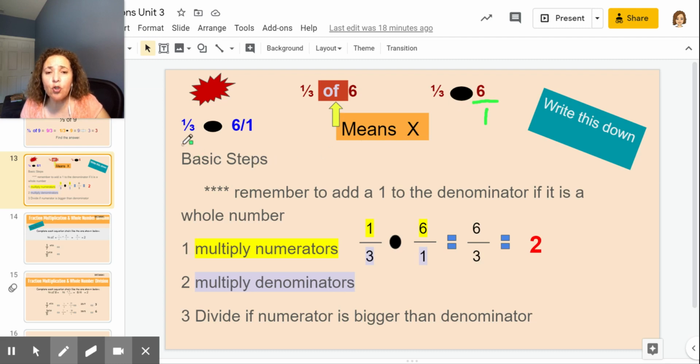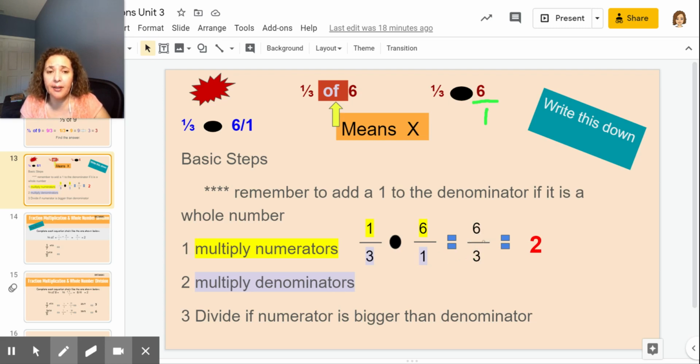So the first thing you do is you rewrite the problem if it's a whole number and you put a 1 underneath. So I went ahead and did that right here. So I rewrote it 1/3 times 6 over 1. Then all you simply do is you multiply the numerators. 1 times 6 is 6. And then you multiply the denominators. 3 times 1 is 3. Don't forget your fraction bar.